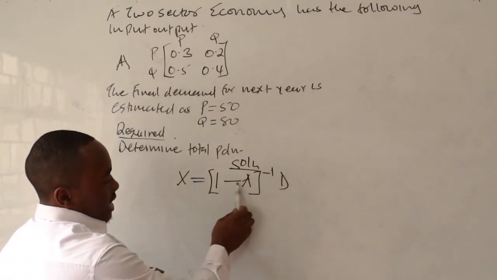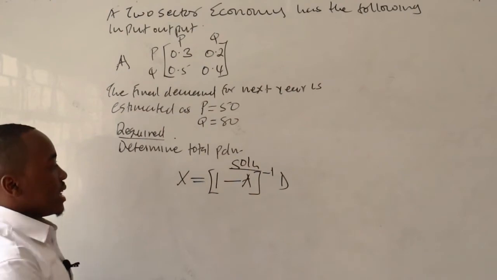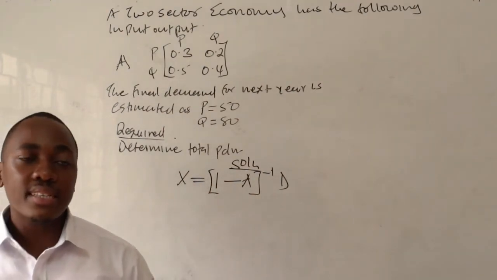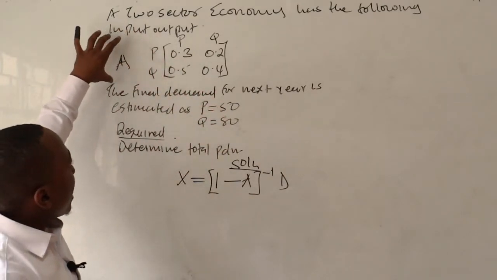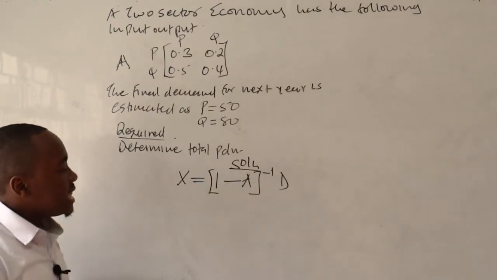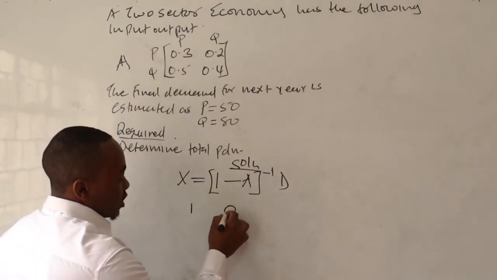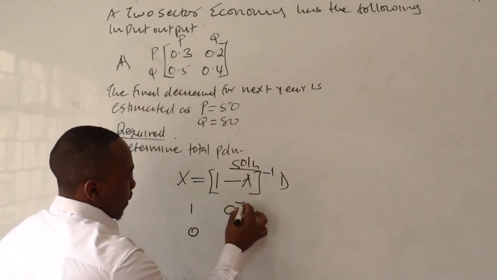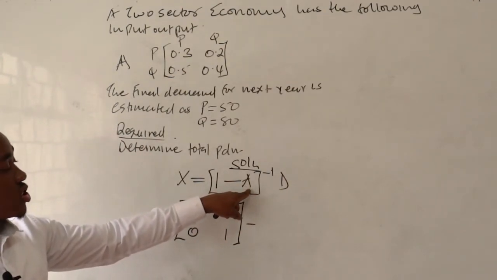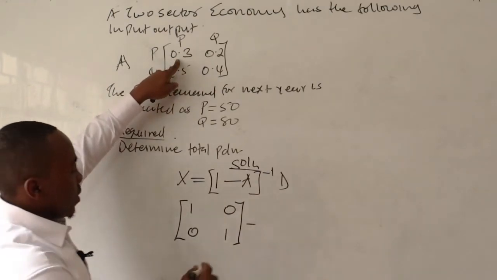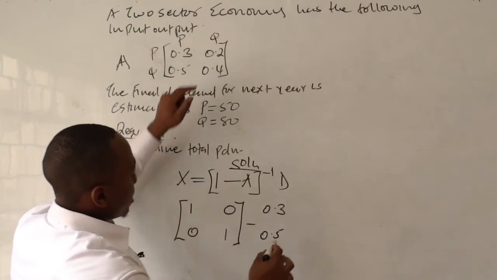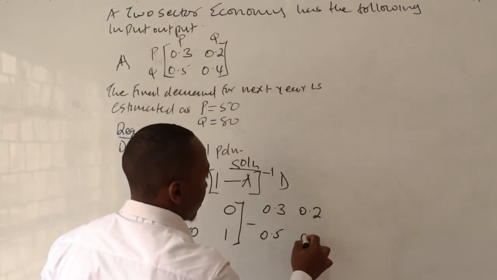First of all, we get the Leontief matrix. We take I, the identity matrix. What you are given here as a technological coefficient is a 2 by 2 matrix. So that means the identity will be 1, 0, 0, 1, minus A, the technological coefficient matrix, of which we are given here 0.3, 0.5, 0.2, and 0.4.